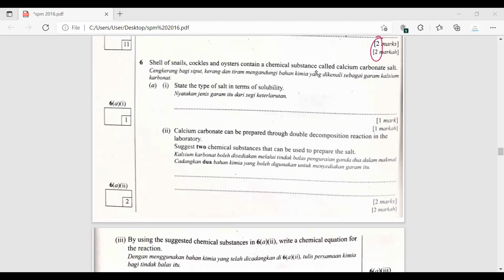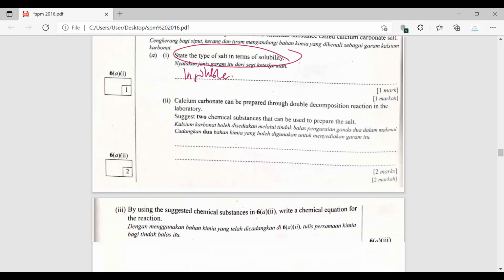So what is the type of salt in terms of solubility? We have done before under salt. I'm going to call names. Bobby. Insoluble. Very good. It's insoluble. Good job. So award yourself 1 mark there. The rest of you also trying.